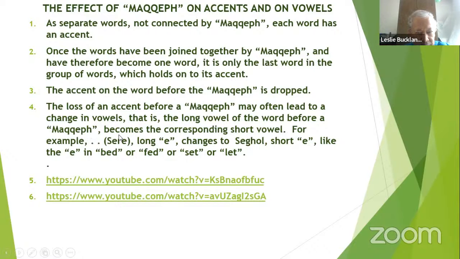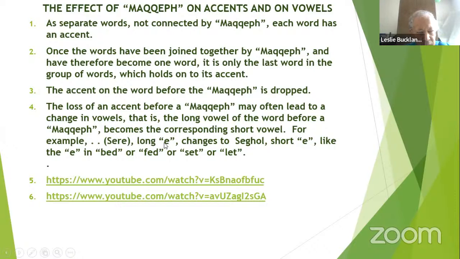Let us look at an example of this. For example, Sire, which looks like this, one dot beside the other horizontally. Sire, which is a long E sound in English, changes to Segol, which is a short E, like the E in bed or fed or set or let.